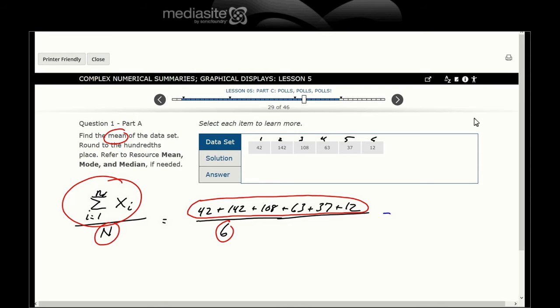So now go on pause me, and add up those numbers. Okay, got them done? Good. Me, I got, for adding all those numbers up, I got 404. Divided by 6 gives me 67.33 repeating, or 67 1/3.